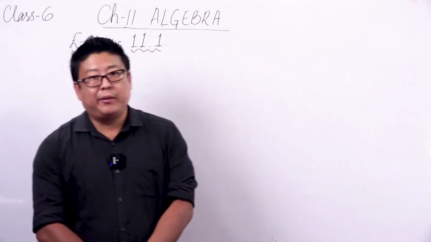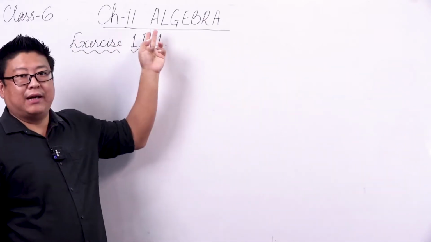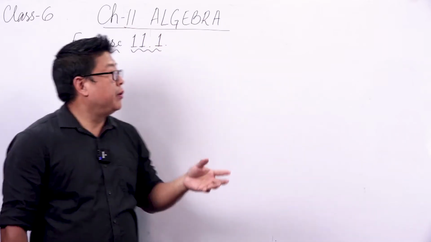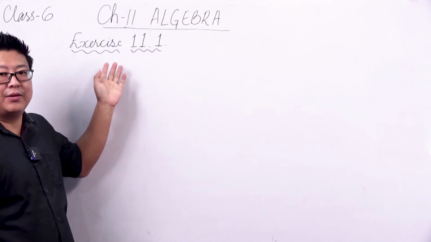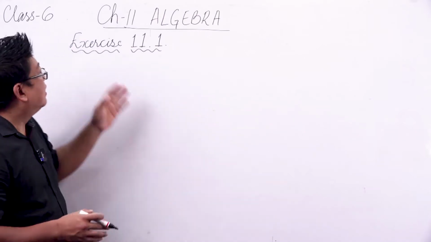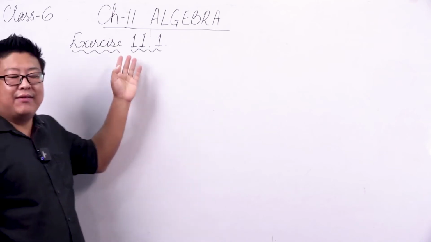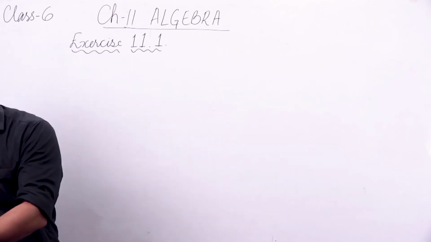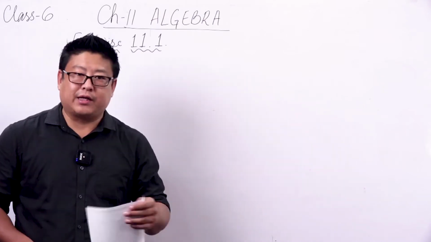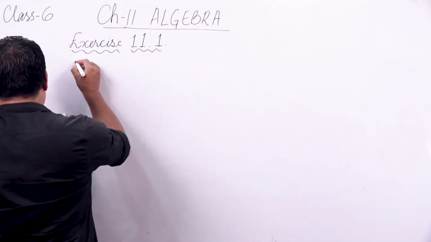Today we'll be continuing with chapter 11, Algebra. We have already finished the conceptual part. We will move on to exercises, okay? So we will try to solve as many problems as possible. The first exercise will be exercise 11.1. It is on page number 226 of your textbook. So let's look at the first question.